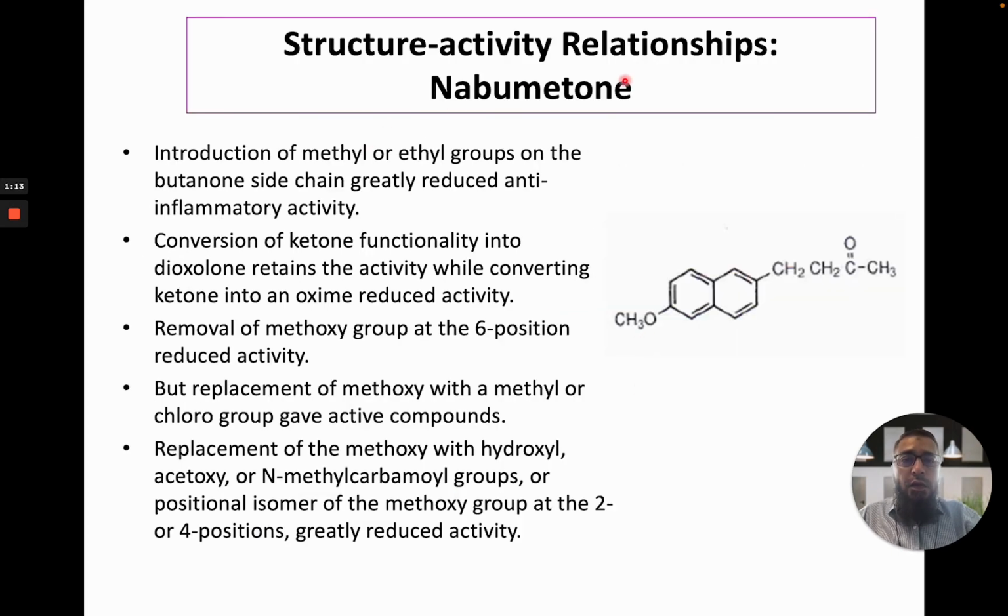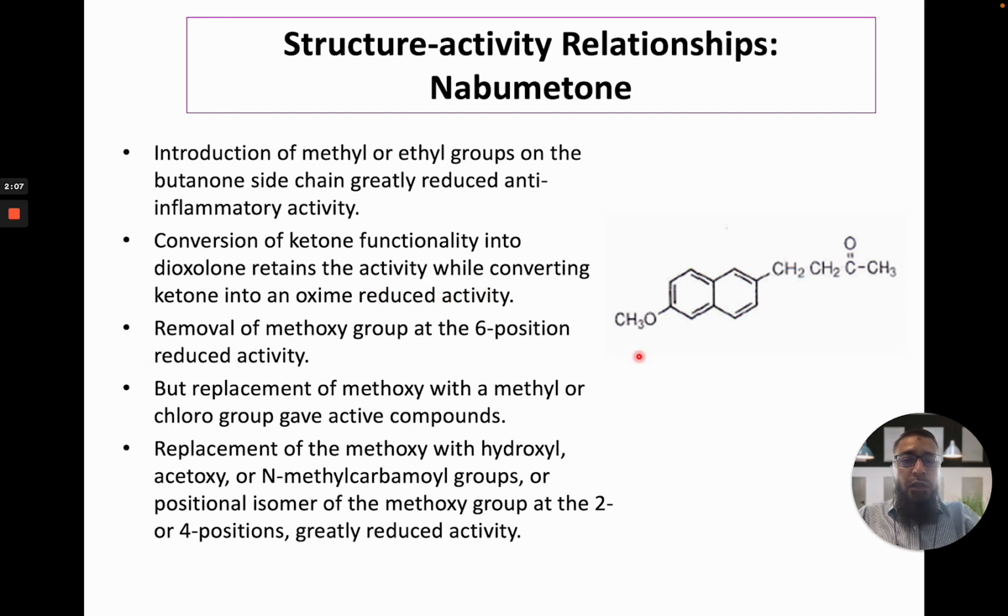So the structure activity relationship in case of the Nabumetone is that if there is introduction of a methyl or ethyl group on the side chain of the butanone, it will greatly reduce the anti-inflammatory activity. And second, if the ketone functionality is converted into a dioxolane, actually there are 2 oxygen groups in the ring, the activity is retained, while the conversion of ketone into oxime, the carbon with the double bond N and OH, reduces the activity of the molecule.